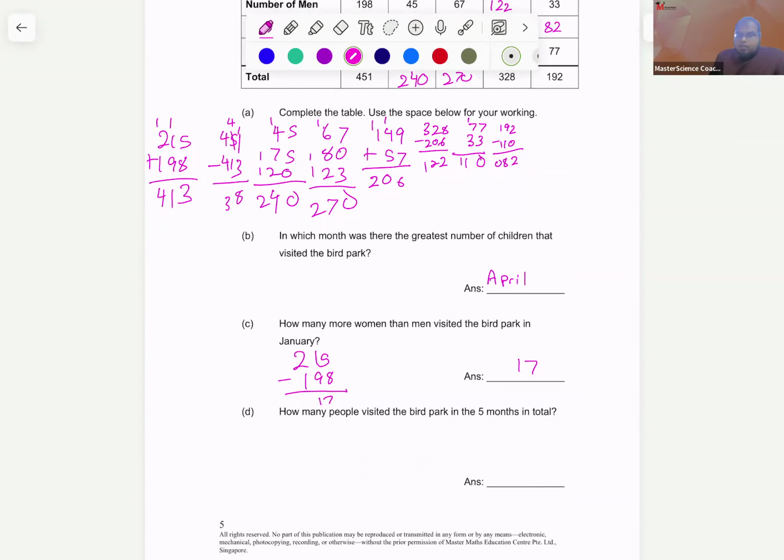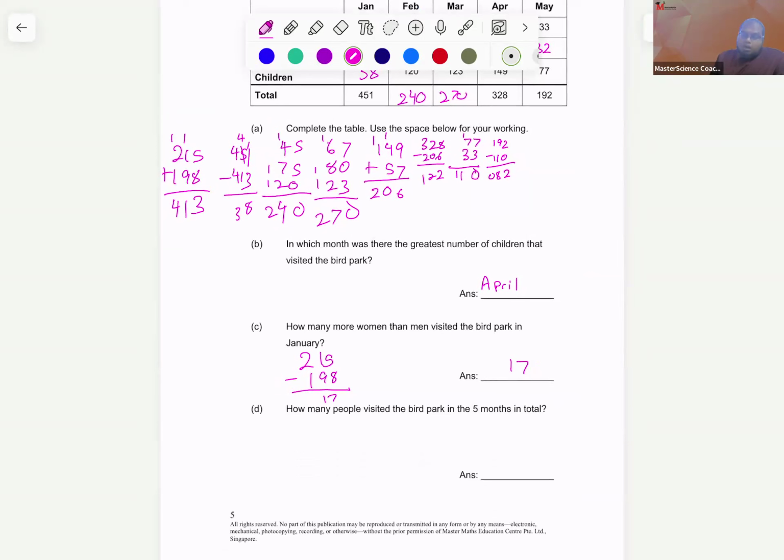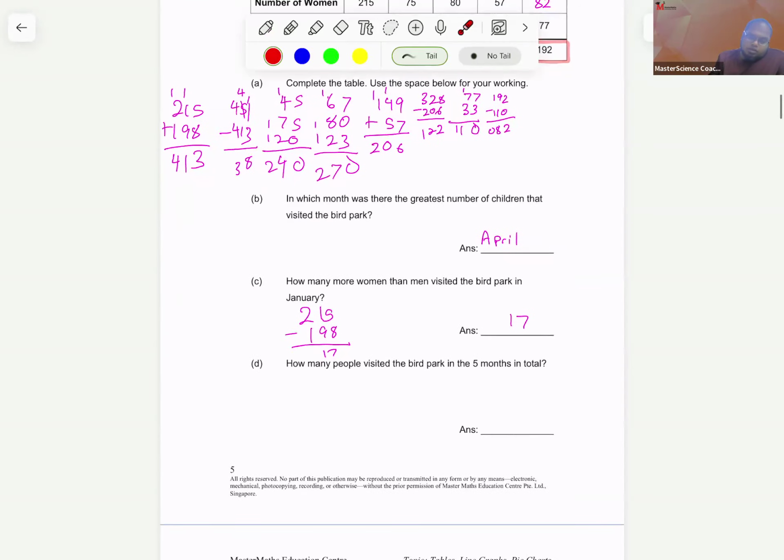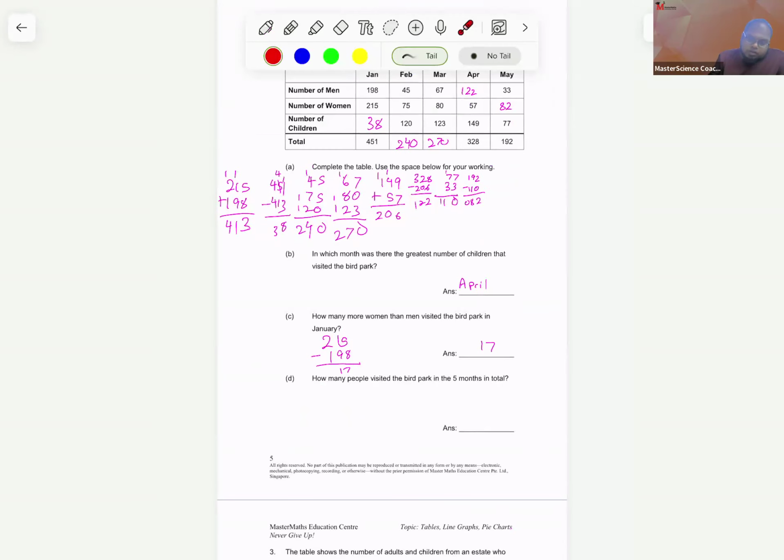Okay, how many people visited the bird park in the 5 months in total? Iman, what do you think? What should I do here? Plus what? Do I plus the men, the women, the children, or the last one, the total? Total, correct.